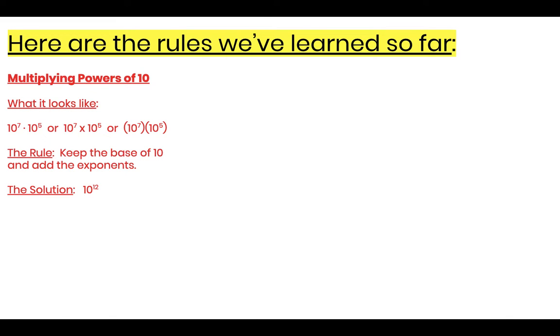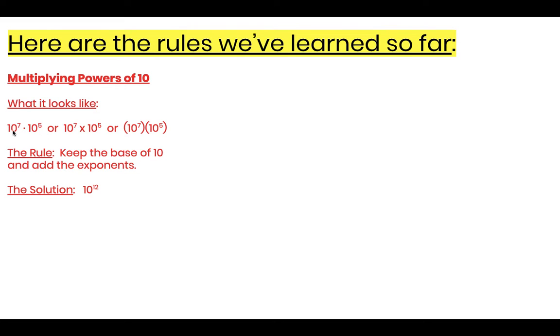Multiplying powers of 10. So what does this look like? When we have 10 to the 7th power times 10 to the 5th power, or 10 to the 7th power in parentheses times 10 to the 5th power in parentheses. What's different about these is the multiplication symbols look different, but they mean the same. And parentheses also mean multiply. So we have three different ways that show multiplication. The rule: keep the base of 10 and then add our exponents.